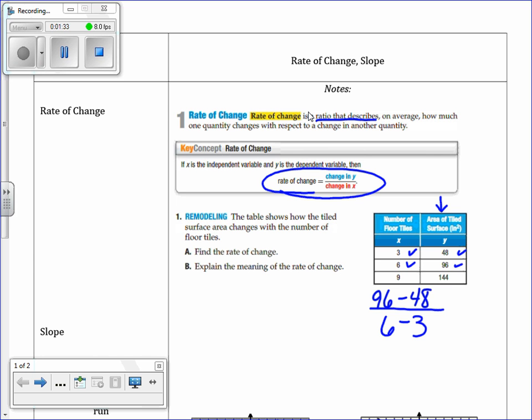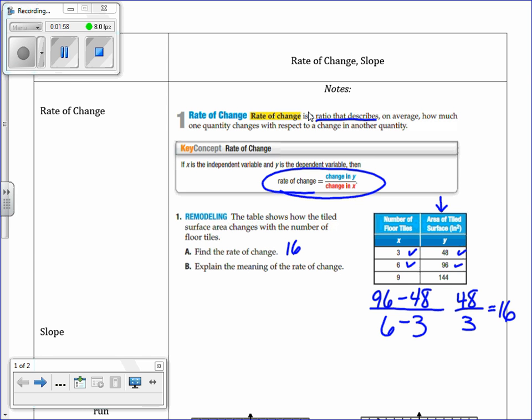So 96 minus 48, and we get 48 all over 3. And 48 divided by 3 is going to be 16. So my rate of change is going to be 16 for this.